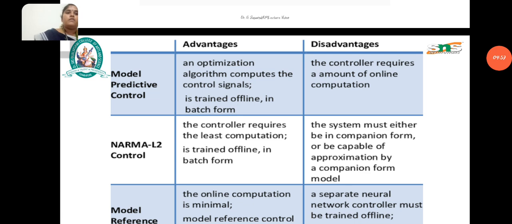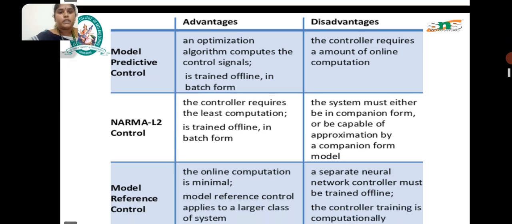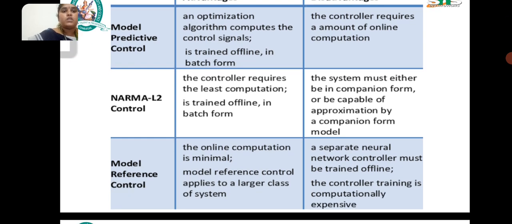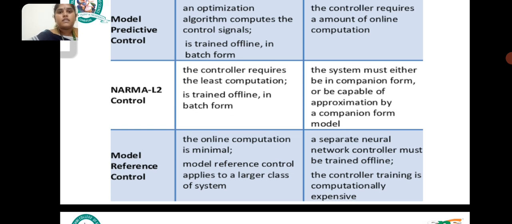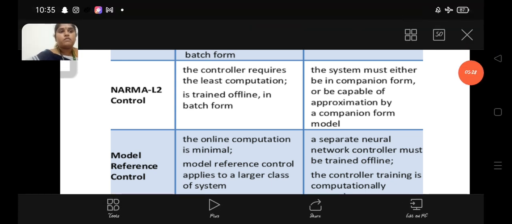So what are the disadvantages? In the model prediction control, the disadvantage is a little bit lower than the online computation. Next one will be the control of the system. It is not capable of performing complex functions. For the model reference, a separate neural network controller must be trained in the offline system. So it is quite an expensive system also.